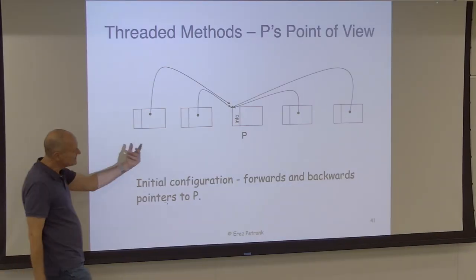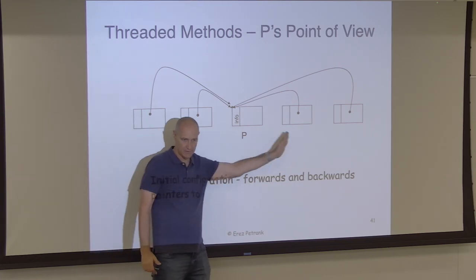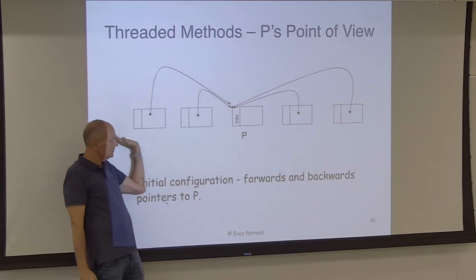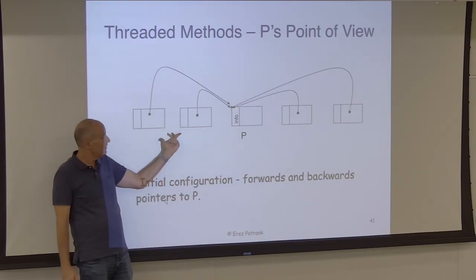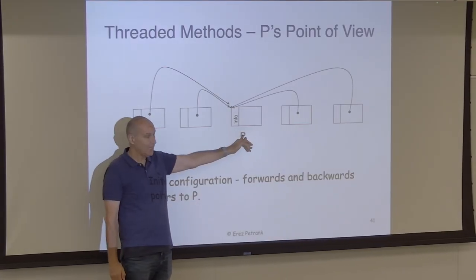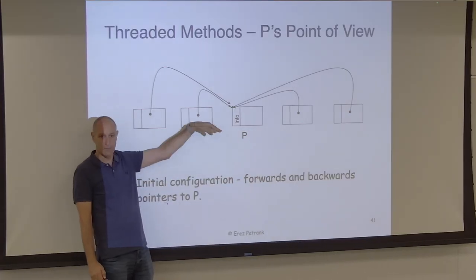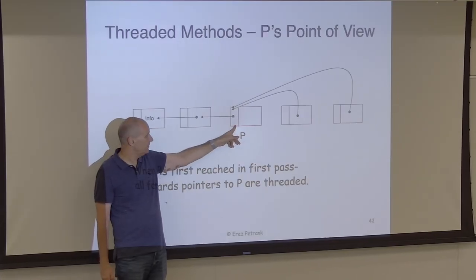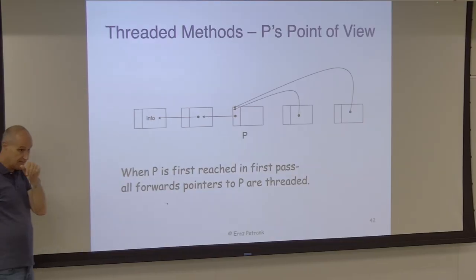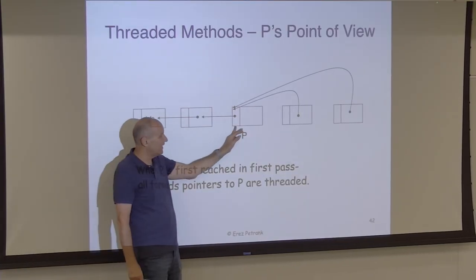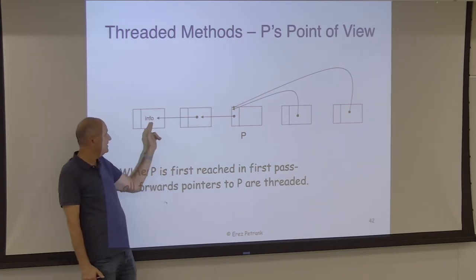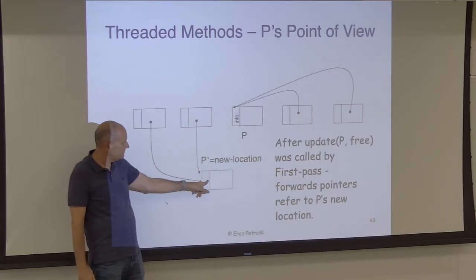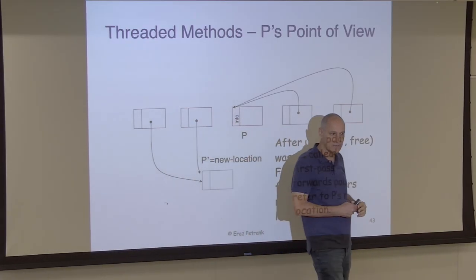So let's look from the point of view of a specific object P when I go through the heap. I'm going through the heap and I'm threading pointers. So what happens when I get to P, I know that these two are forwards pointers, they are pointing forwards. They're going to be threaded into P when I reach P. This is the situation. And now what I can do when I reach P the first time, I know where it's going to move. I can fix these two fields that reference P. So I'm going to fix them, and then I'm going to continue looking at the heap.